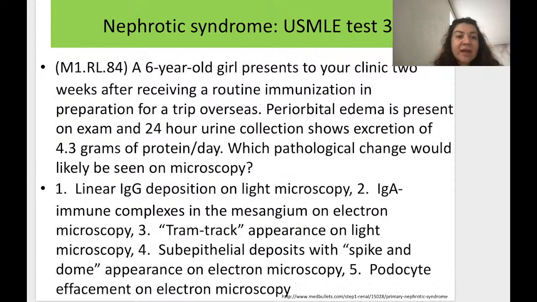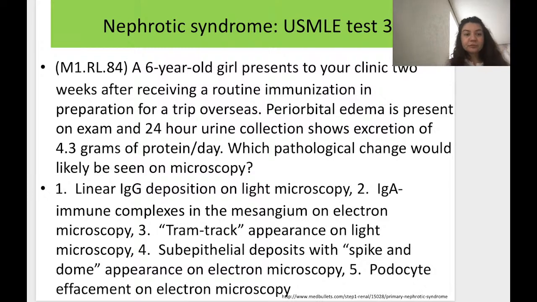Next question. A 6-year-old girl presents to your clinic 2 weeks after receiving a routine immunization vaccine in preparation for a trip overseas. Periorbital edema is present. On exam, a 24-hour urine collection shows excretion of 4.3 grams of protein per day. Which pathological change would likely be seen on microscopy?